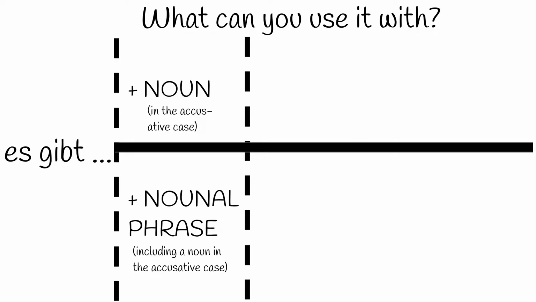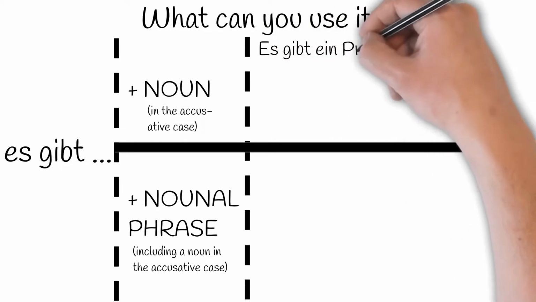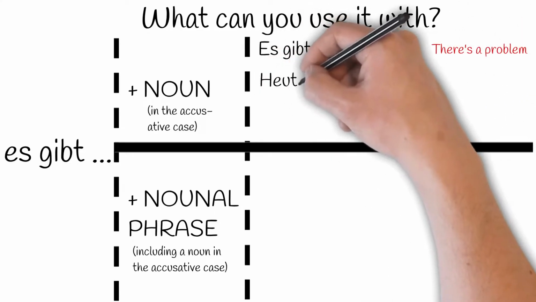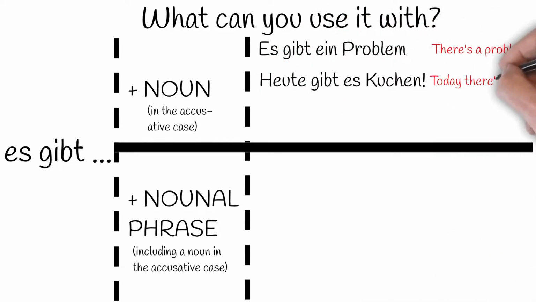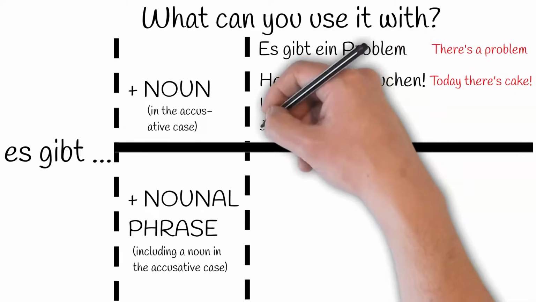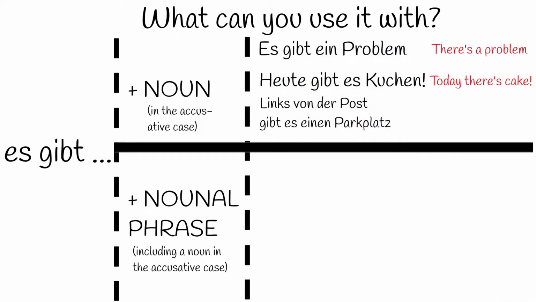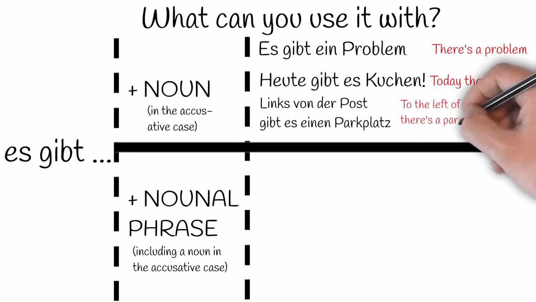Here are some examples of es gibt with a noun. Es gibt ein Problem. There's a problem. Heute gibt es Kuchen. Today there's cake. And this is often how the phrase is used when you're talking about what there is for a particular meal. Links von der Post gibt es einen Parkplatz. To the left of the post office, there's a parking spot.